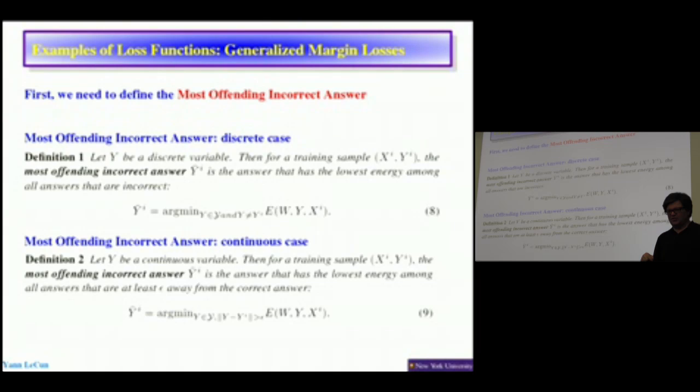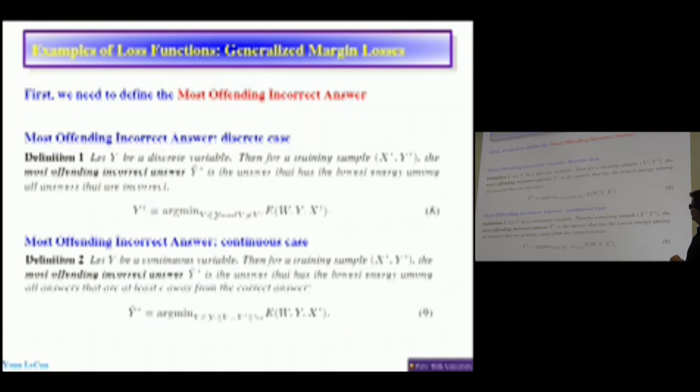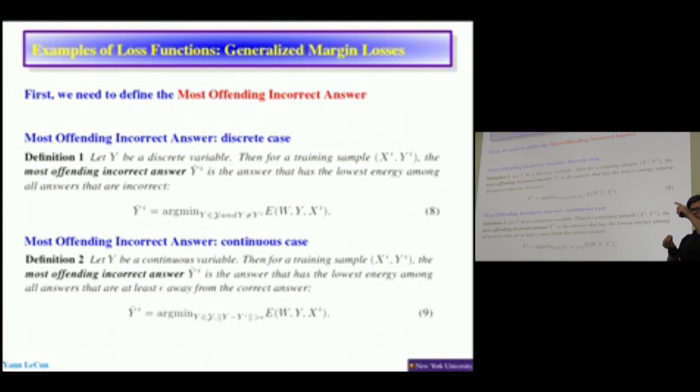So that elephant would be the most offending incorrect answer. Okay? So the answer of lowest energy that happens to be wrong. It's different from the correct answer, or from one of the correct answers if there are multiple correct answers. In the continuous case, it could be a little more difficult to define. In fact, there is a better way of defining all of this, which I come to later. So here you might want to define a little sphere, a ball around the correct answer, and say, anything that has the lowest energy outside of this sphere is my most offending incorrect answer. In fact, the proper way to do this is a little different, but let's stick with this for now.